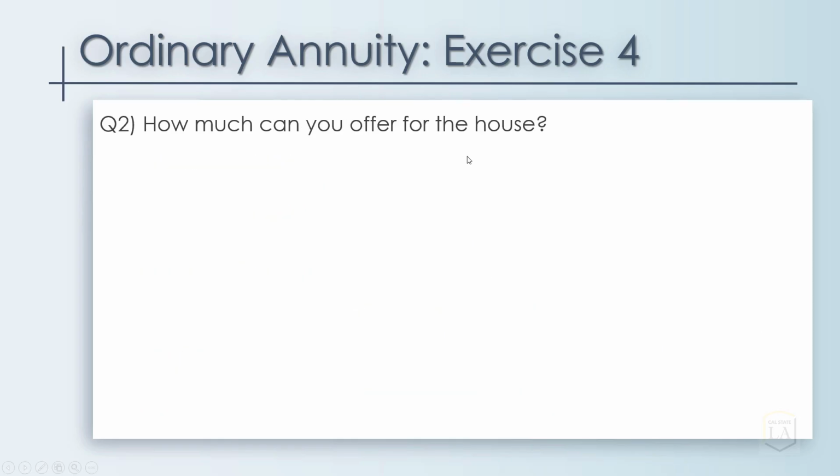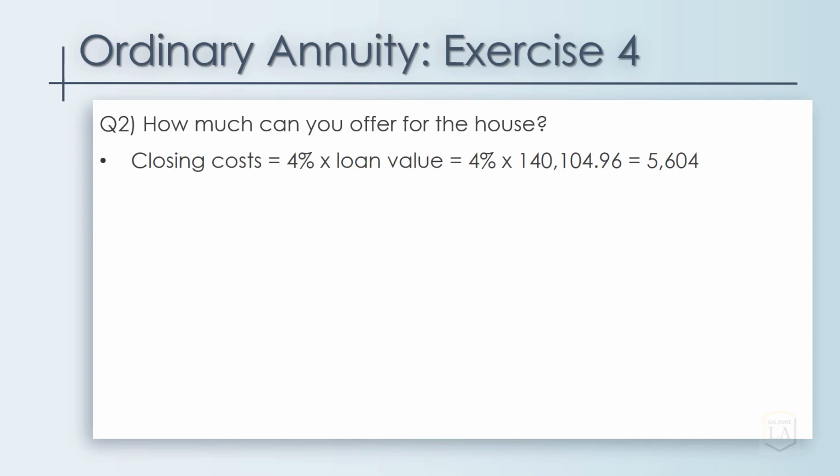So is that the same as the price that you can offer for? No. How much can you offer for the house then? Then you will have to just take into account additional information here. Remember how you already had in your pocket 20,000, right? So you'll have to keep that in mind as well. But part of it has to be paid for your closing costs. And since you know the loan value now, you have to multiply that by 4%, which gives you the closing costs. Closing cost right now is $5,604, according to the formula.